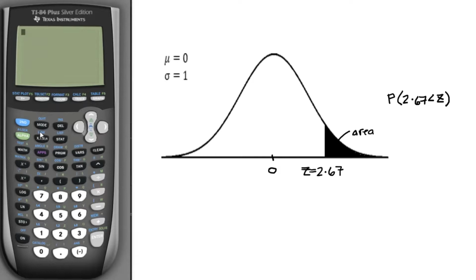Working this problem on my calculator, I have second distribution. I'm going to go down to normal CDF, and I want my lower value to be 2.67. I want my upper value to be effectively infinity, and remember we have a special way we have to simulate infinity on the calculator. We do 1 second EE and then 99, and effectively that's a huge number. We leave the mean at 0, we leave the standard deviation at 1, go down to paste, hit enter, that puts it on the home screen, enter again, calculates it, and you can see there that what I found on my calculator is that the probability here is equal to 0.0038 when I round off to 4 decimal places.